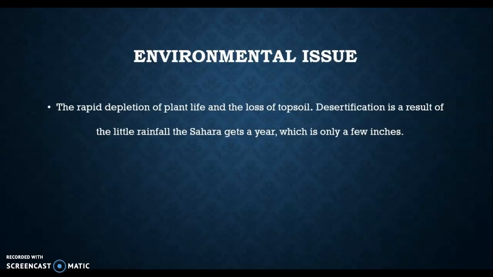Okay, environmental issues. So an environmental issue that I found in the Sahara Desert is the rapid depletion of plant life and the loss of topsoil. Desertification is a result of little rainfall the Sahara Desert gets a year, and it only gets a few inches every year. So this causes a lot of depletion in plant and animal life.